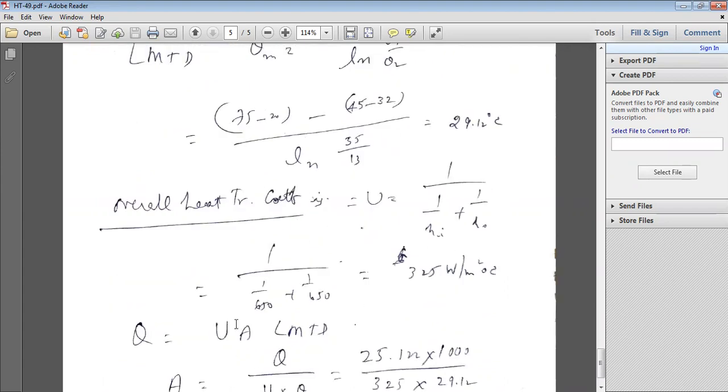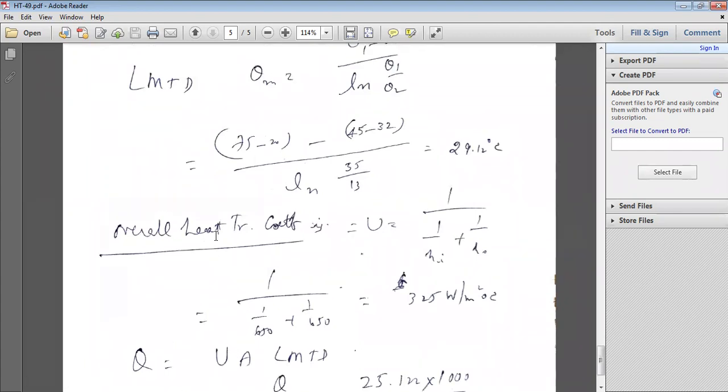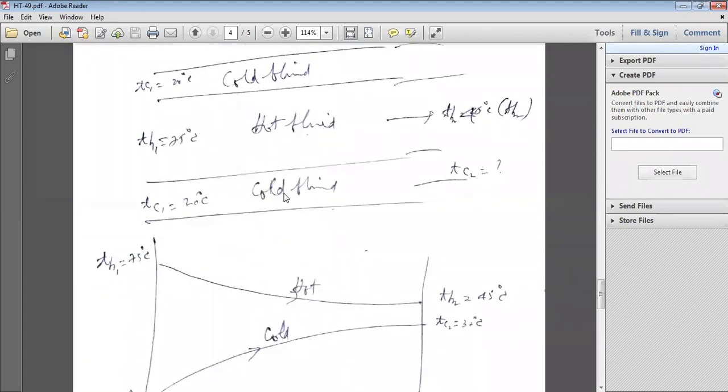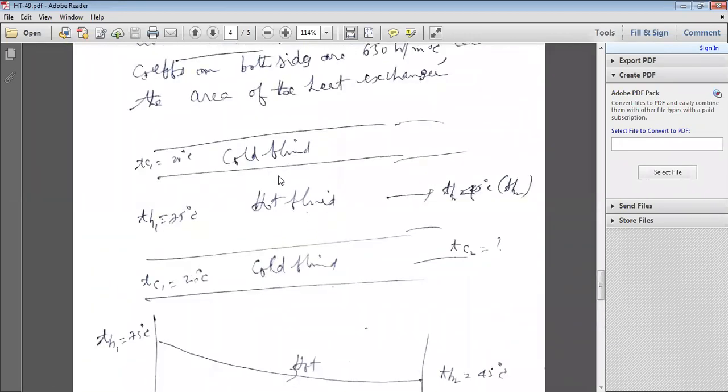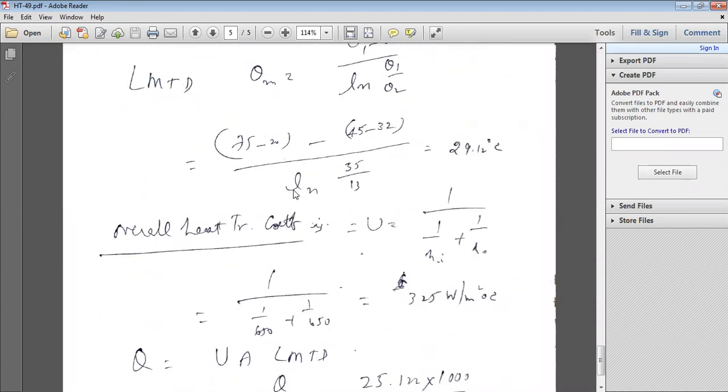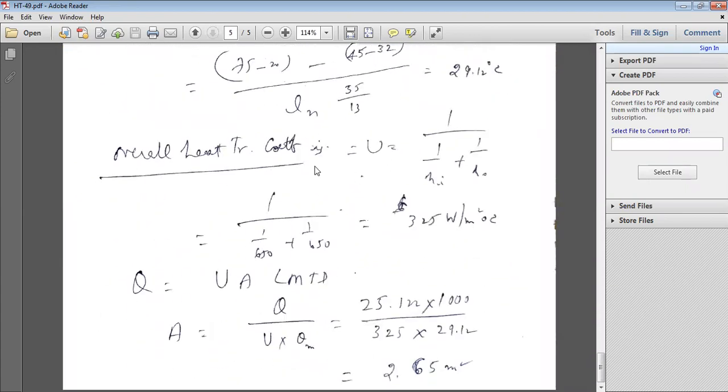Now, if you observe here, this is convection and this is conduction. Here, inside convection and outside convection, by neglecting the conduction heat transfer and considering inside convection and outside convection, we get the overall heat transfer coefficient from 1 by U is equal to 1 by hi plus 1 by ho.